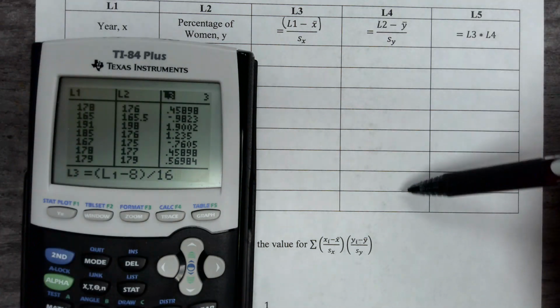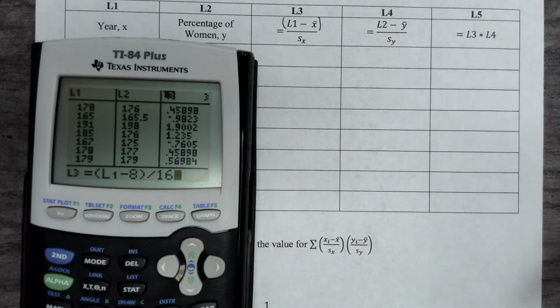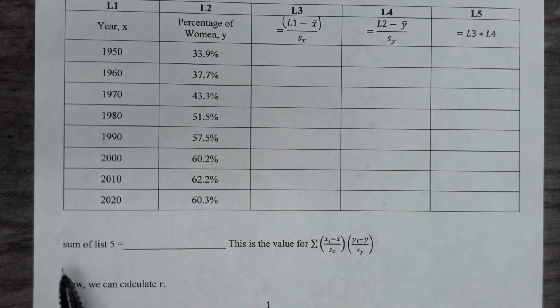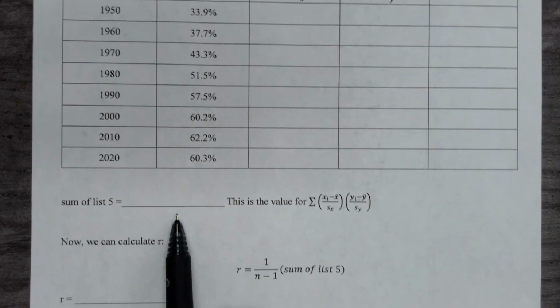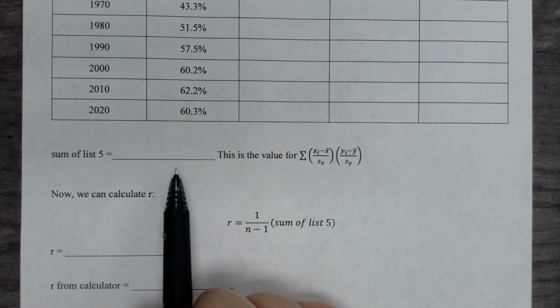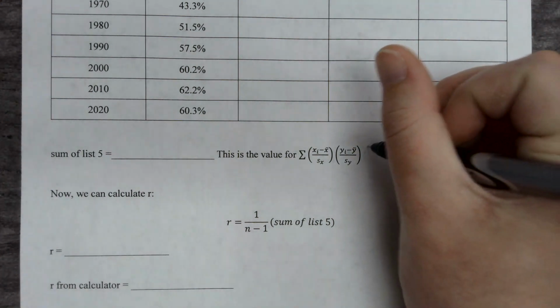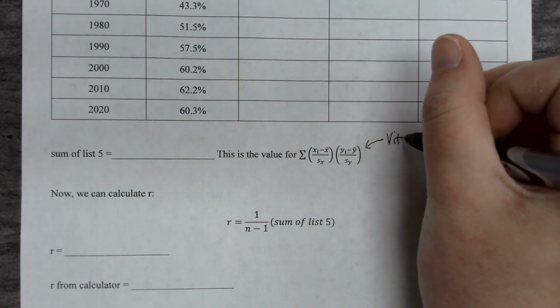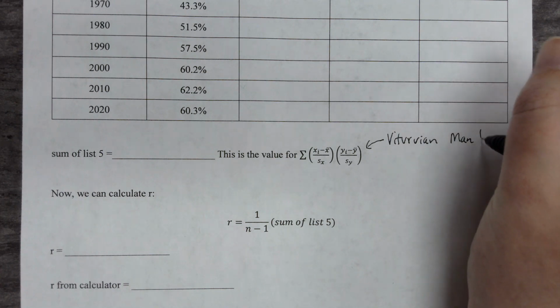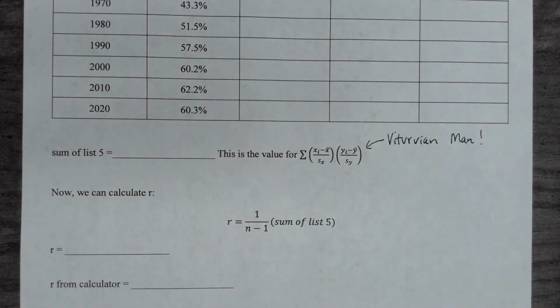And you do the same thing for L4, do the same thing for L5. And then it's going to tell you right here the sum of the list of L5. Remember, we look at the sum of X. Look back at the Vitruvian Man activity. It tells you exactly what to do. It tells you how to do all that.